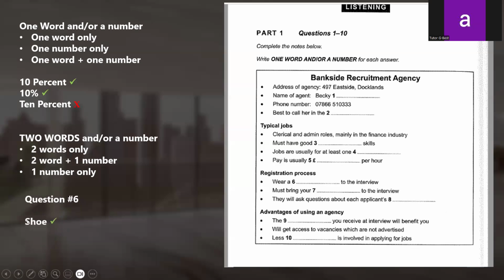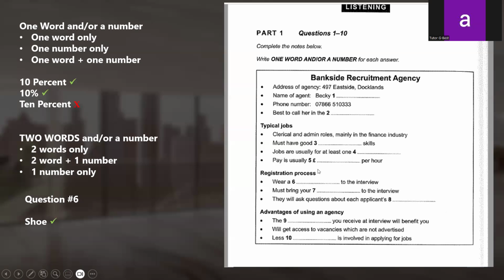What will be the correct answer? Shoe. You have to prioritize, because if you write "black shoe" in this space, "wear a black shoe," that's two words. And the instructions say one word and a number. But you had "black shoe." So what do you do? You prioritize.